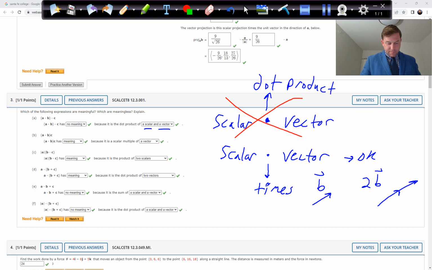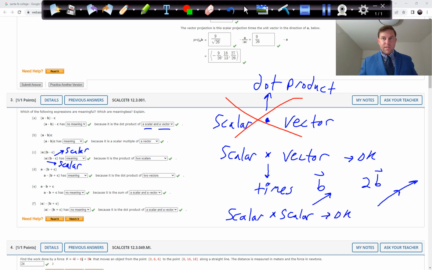Okay, C, we have the magnitude of A. The magnitude of A is a scalar. A dot B is a scalar. And a scalar times a scalar. And I have to be careful here. This is times, not, in fact, let me not use that. Let me use the little x here. A scalar times a scalar is fine. That's like 3 times 5, 15. No problem at all. So this one has meaning because it's the product, not dot product, the product multiplication of two scalars.